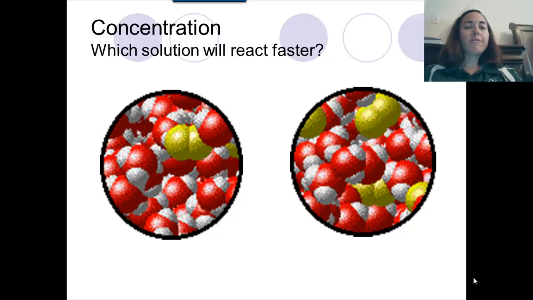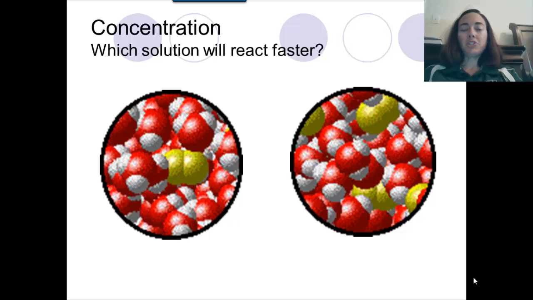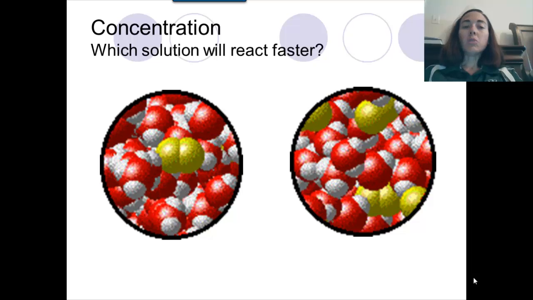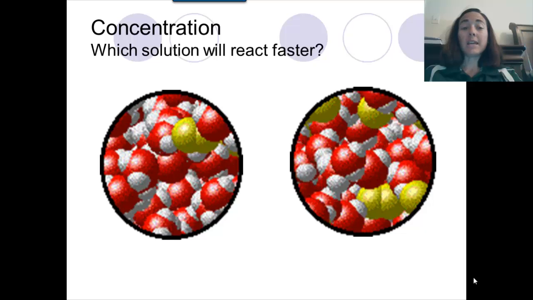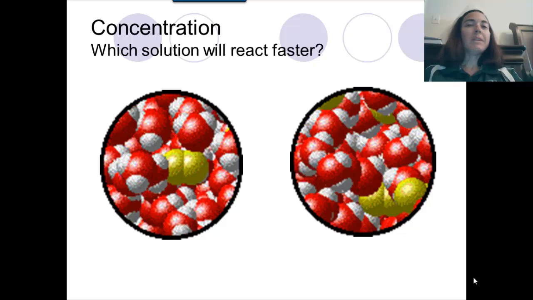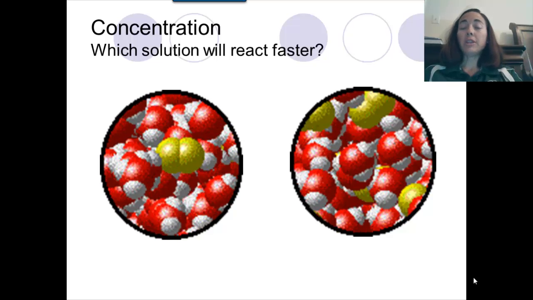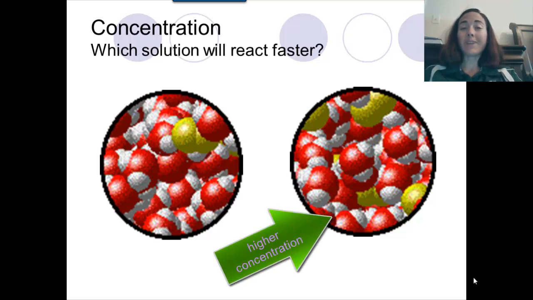The fourth factor is concentration. Now, when you look at these two microscopic views, the one on the left has some red and white molecules, and there's a yellow molecule. And on the right, you see the same solution, but it has a different concentration. Which one of these solutions do you think will react faster? Well, the one on the right is the correct guess.